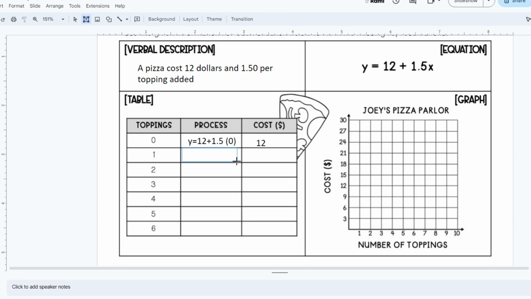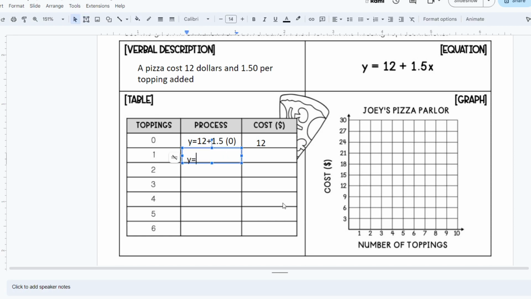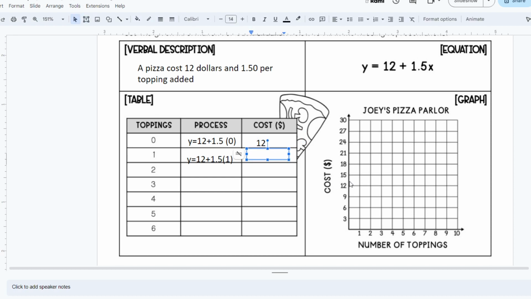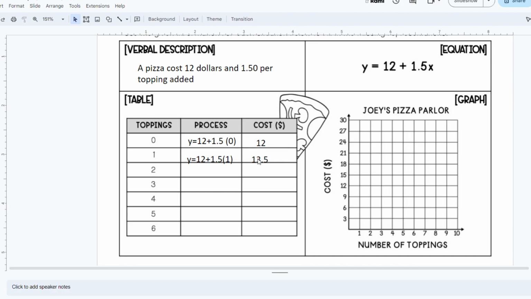If you do 1, it's going to be very, very similar. It's going to be y equals 12 plus 1.5 times 1. And then you can guess the cost from here, but you're just going to add 1.5 and 12, and it's going to be 13.5. And really, it's nothing complicated here. All you're doing is just multiplying and adding on the extra cost. I mean, this is how most restaurants figure out their toppings per pizza anyway.